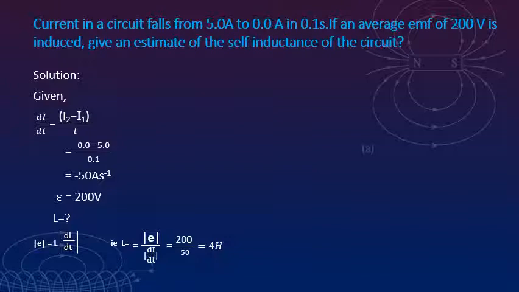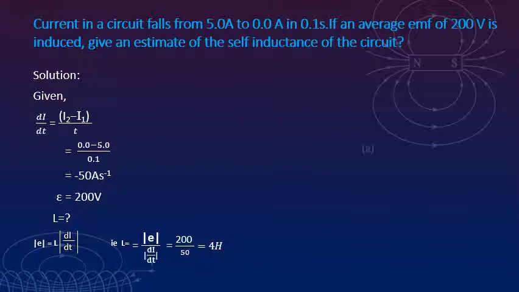The first question is, current in a circuit falls from 5 ampere to 0 ampere in 0.1 second. If an average EMF of 200 volt is induced, give an estimate of the self-inductance of the circuit. So, it is given that the current falls from 5 ampere to 0 ampere. Hence, the change in current di will be equal to final current minus initial current, that will be 0 minus 5 ampere. And the corresponding time is 0.1 second.